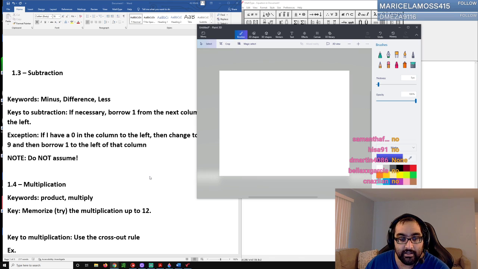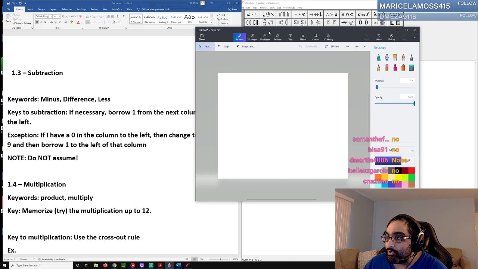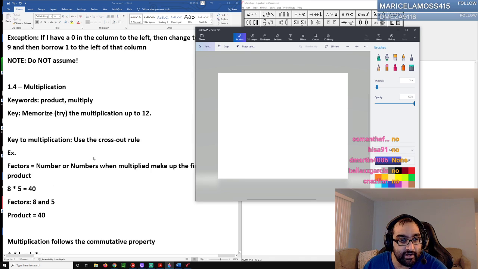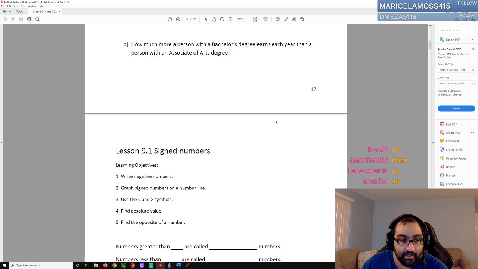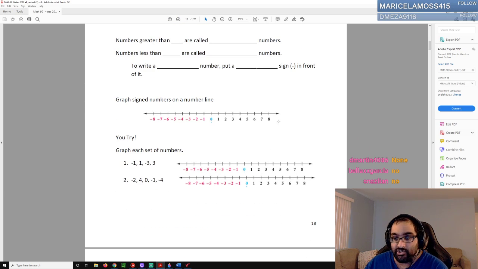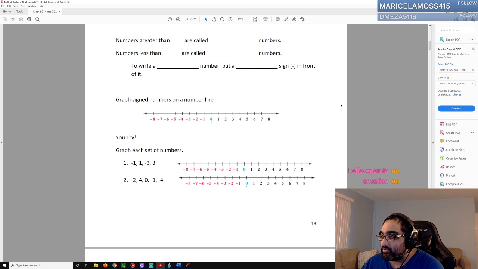Let's move on to the next part here, which is multiplication. The first thing I want to talk about in regards to multiplication is this is section 1.4. Again, in the notes here, just to let you know, the next section is 9.1 and 9.2. We are skipping sections 9.1 and 9.2. We will come back to those in regards to signed numbers.